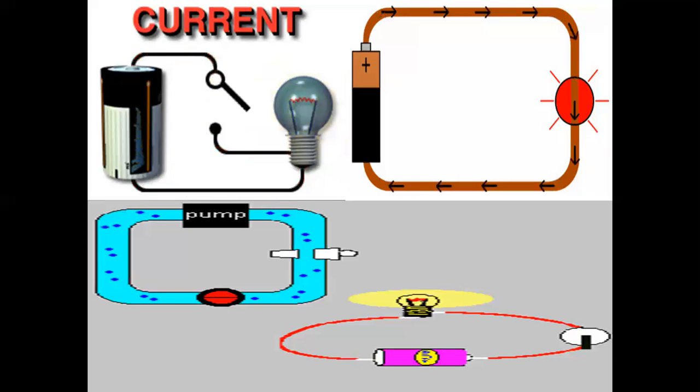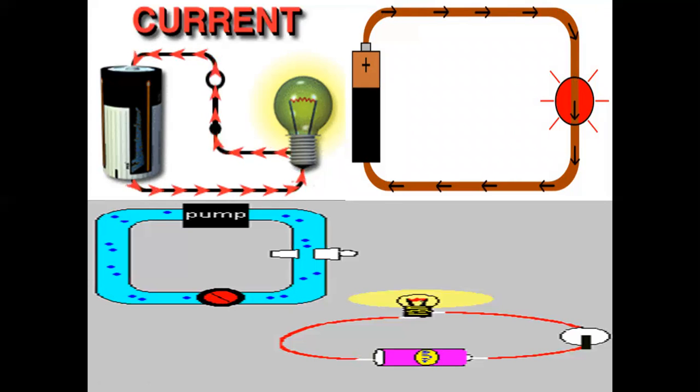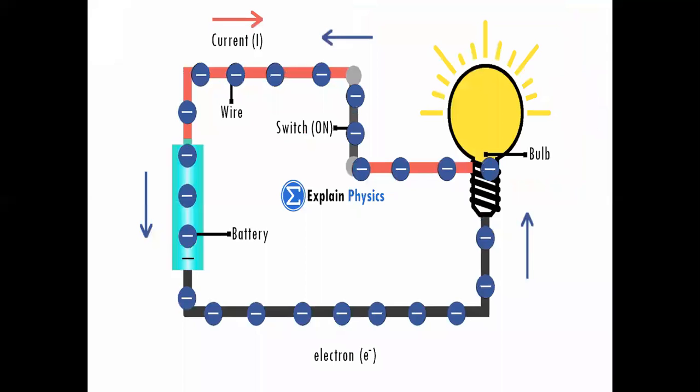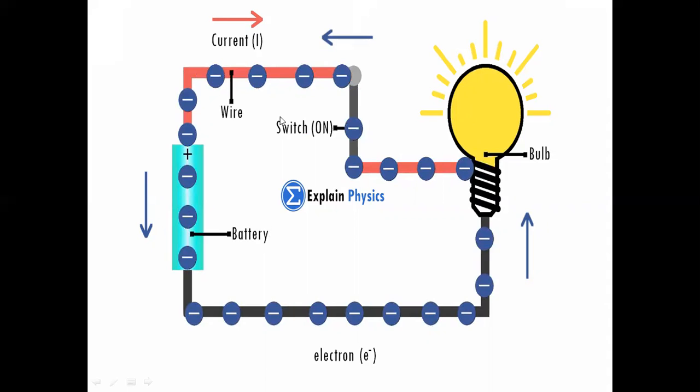The first picture shows you the direction of flow of electrons, and the second picture shows the direction of flow of the current in a simple circuit. Here I also show you the flow of electrons and the flow of current. This is one kind of simple circuit because there is only one battery, one power source, and a bulb. That's why it's a simple circuit.